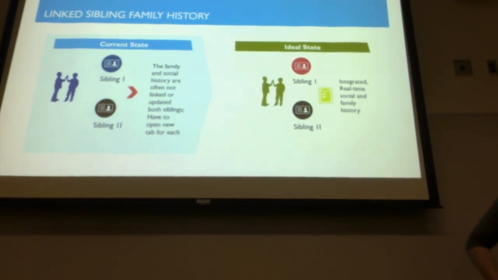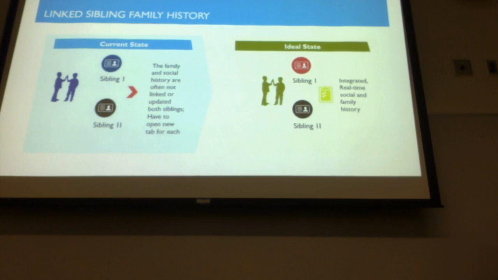So, our idea for a recommendation for linked sibling and family histories looks at, for example, the obvious case that two siblings come into an appointment, and an MA has to take down the family and social history for each of those siblings separately. This is the obvious case, and if we were able to integrate the siblings in the EHR together, along with these family and social histories, we could have a real-time updated status for their family histories.